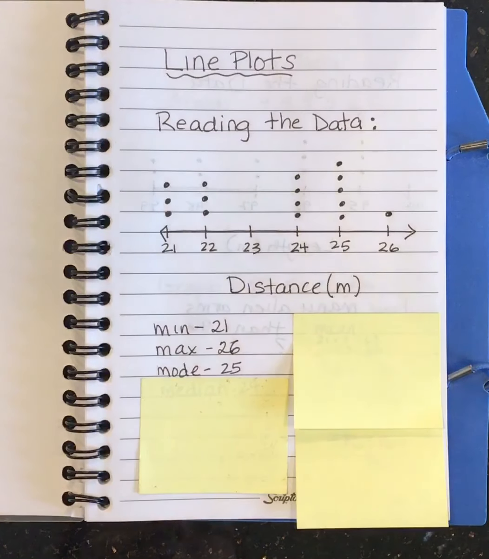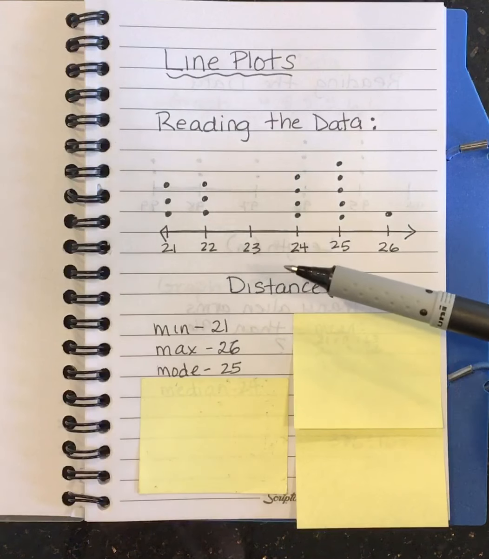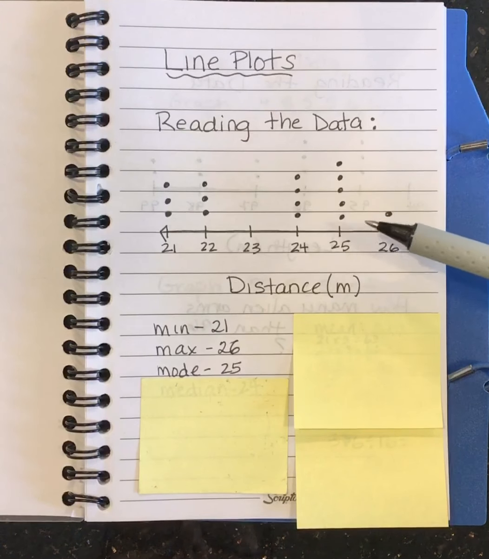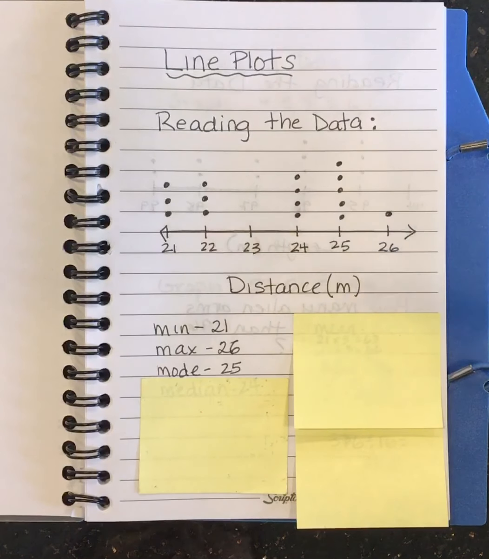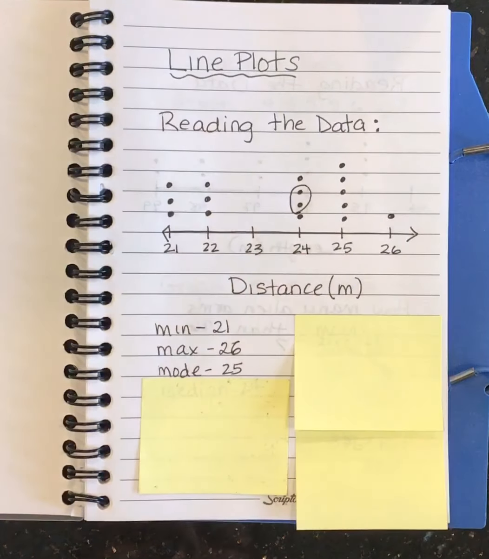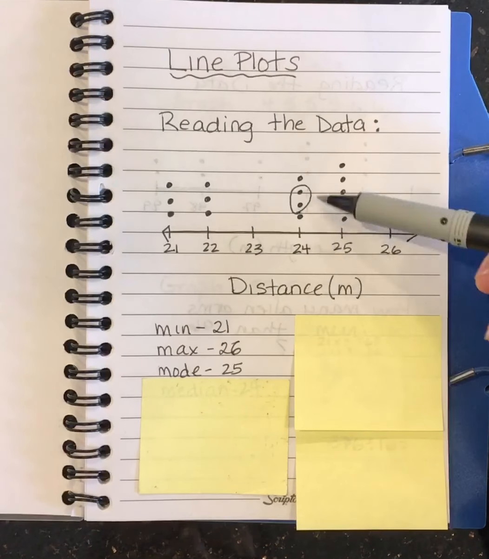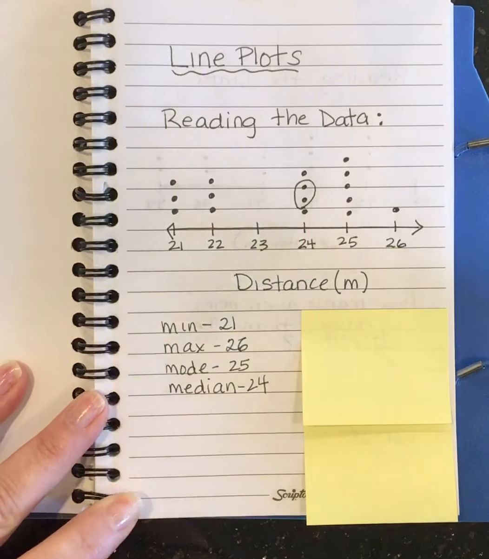So I'm going to count off starting from the bottom and going up in each column until I get the first 7 numbers done. 1, 2, 3, 4, 5, 6, 7. I'm going to circle the next 2 numbers. Those are my middle numbers. In this case, they fall both at the number 24. So my middle value, my median, is 24.